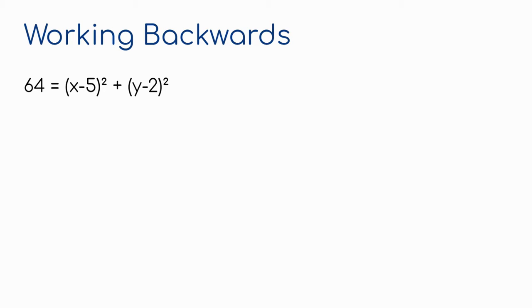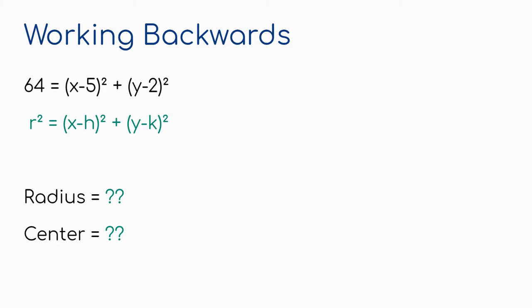So here I have the equation 64 equals x minus 5 squared plus y minus 2 squared. Now I want to figure out what is the radius and what is the center. So first thing you want to do is write down our formula underneath our equation. So we've got 64 equals x minus 5 squared plus y minus 2 squared has to match up with r squared equals x minus h squared plus y minus k squared.